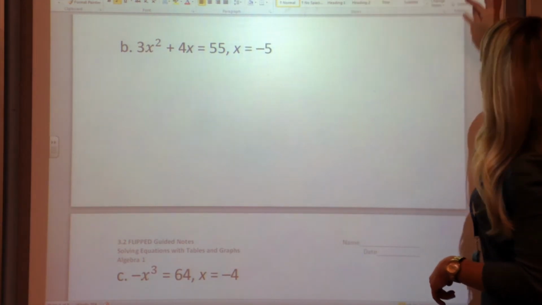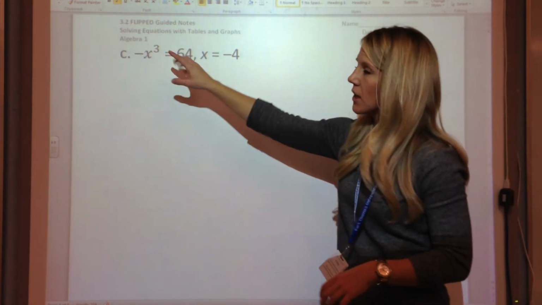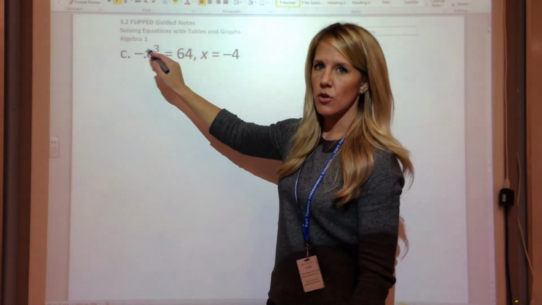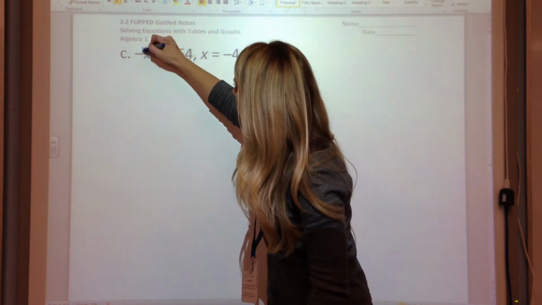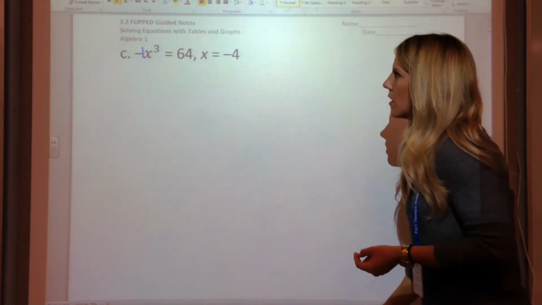So now you are going to go ahead and do C on your own. So again, be careful with plugging in, especially here. Now the one little reminder I'll give you is don't forget this negative. Don't forget your coefficient there would be a -1, so it's -1 times x cubed. So watch out with your order of operations there.